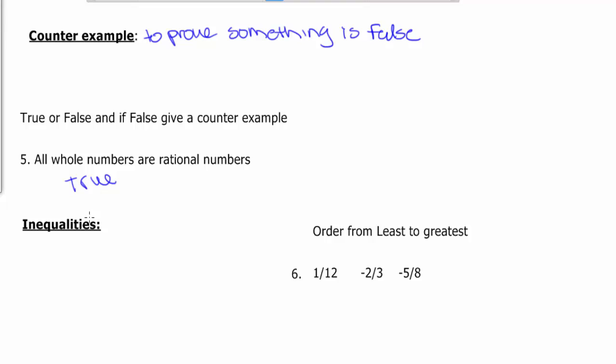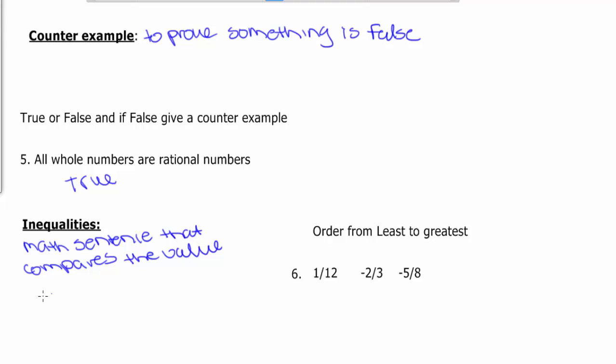Inequalities. An inequality is a math sentence, yes, you need to write this, that compares the value of 2 expressions using, and again, this is a review, so that's why we are going over it quickly, the greater than sign, less than sign, greater than or equal to, less than or equal to.